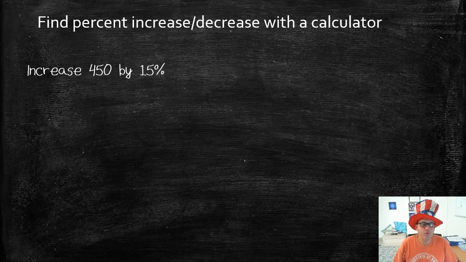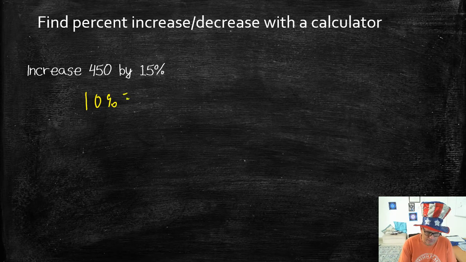Okay, so let's do a quick review again. First off, we'll review how we did these without a calculator, and then we'll look at how much easier it is to do with a calculator. So if I wanted to increase 450 by 15%, again, first I need to work out what is 15% of 450. So without a calculator, how would I do that?